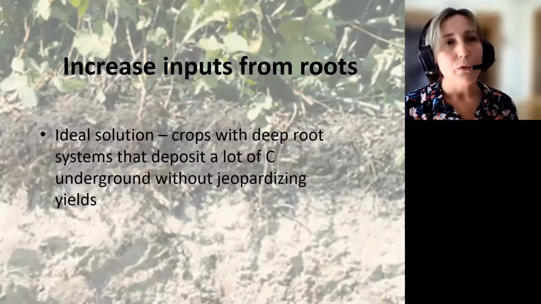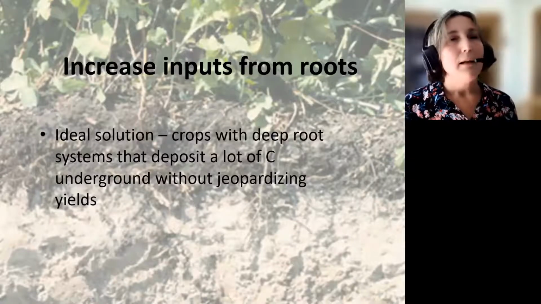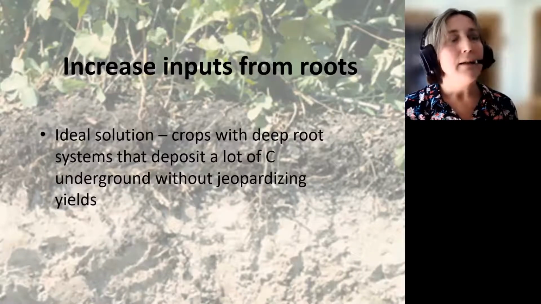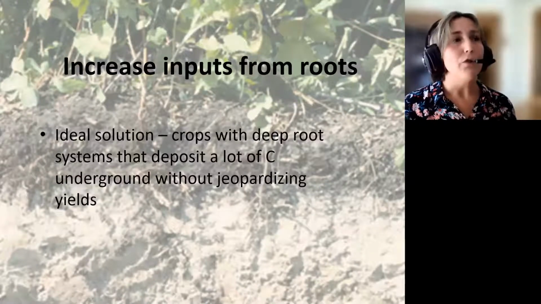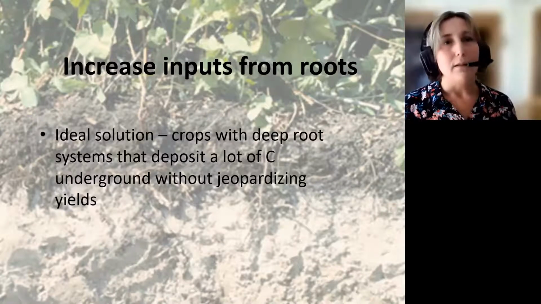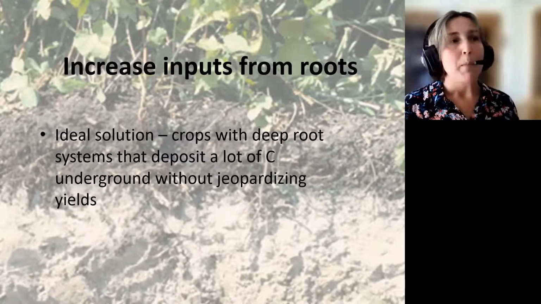Increasing the inputs from plant roots. The ideal solution that I'm imagining in my head is that we would have crops with deep root systems that would be directly depositing a lot of carbon underground without, of course, their yields being jeopardized.